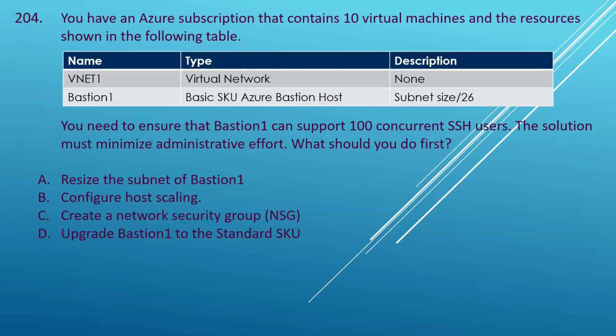Now the resources are VNet 1 and Bastion 1. VNet 1 is virtual network type. Bastion 1 is basic SKU Azure Bastion host, and the description is: VNet 1 does not have any description, and Bastion 1 has the description mentioning the subnet size is of subnet mask 26.